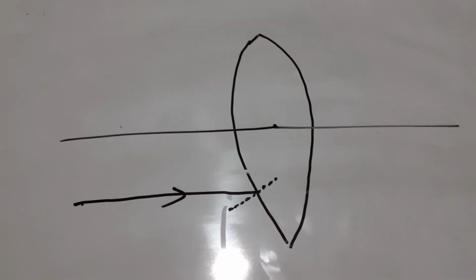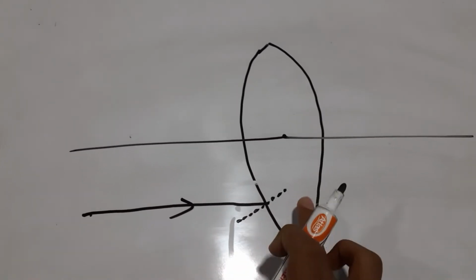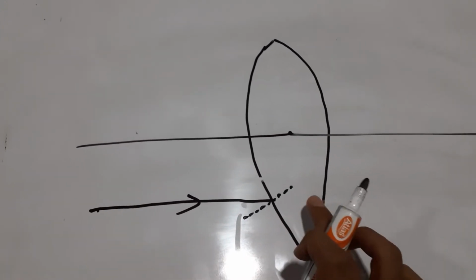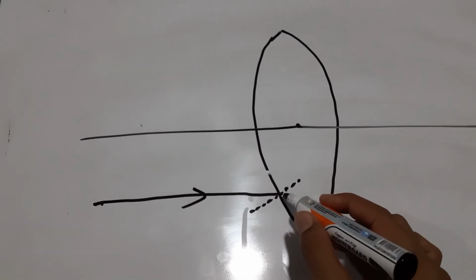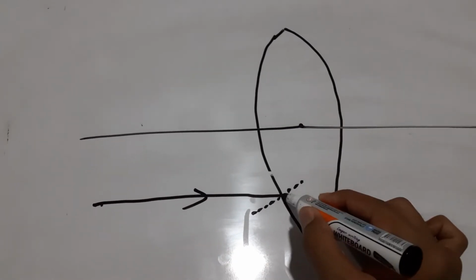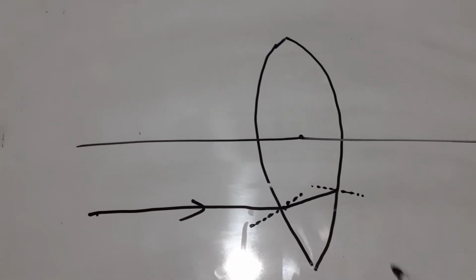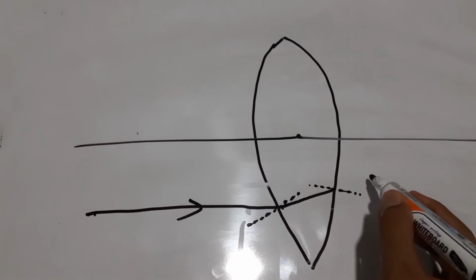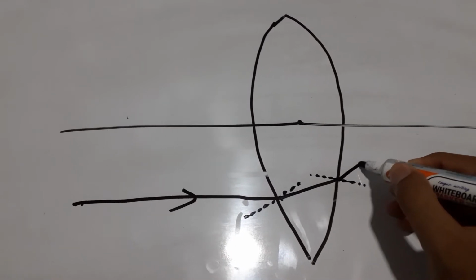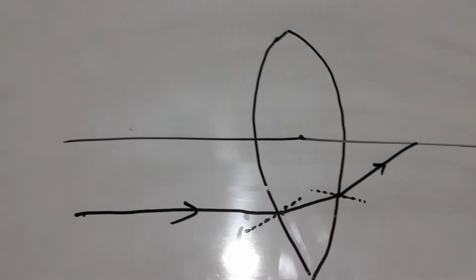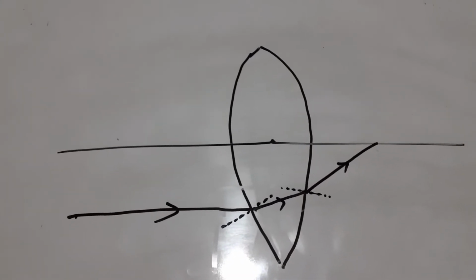As you remember from the previous lesson on refraction of light, when light enters from air to glass, what will happen? Air is rarer, glass is denser, so going from rarer to denser, the light ray will be refracted towards the normal. So this will be refracted like this, and if you draw another normal here, going from denser to rarer, it will be bent away from the normal. It will be like this. So this is how a light ray gets refracted in a lens.